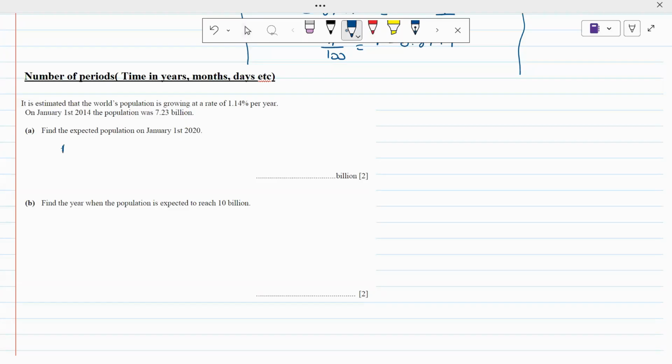The increased value to be found: initial population that was 7.23, times 1 plus rate, that is 1.14 upon 100, and we have to find it in 2020. It started from 2014 and we have to find that of 2020. So that would be a period of 6 years, the power 6. Can anyone tell me the answer here?